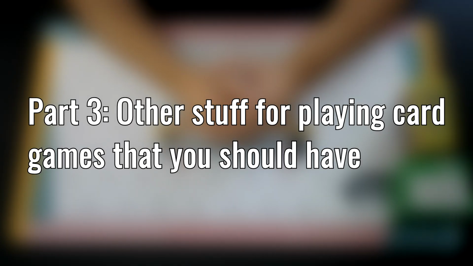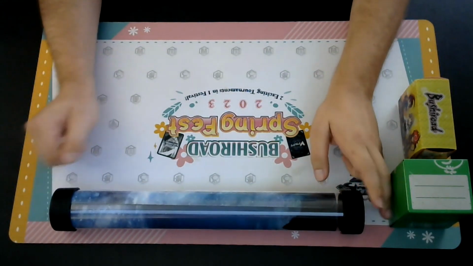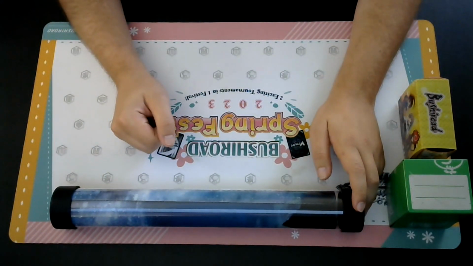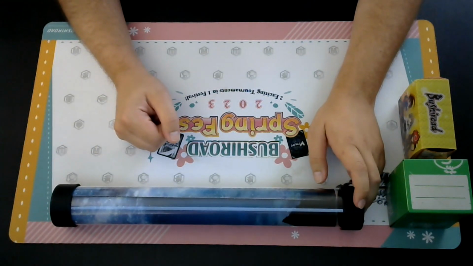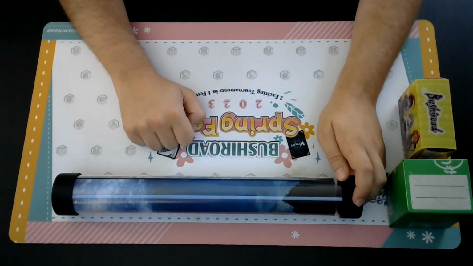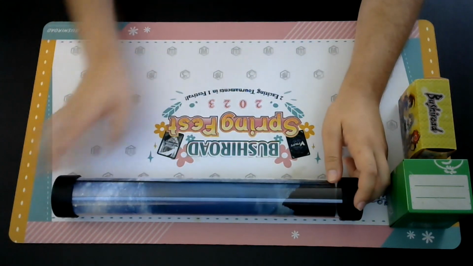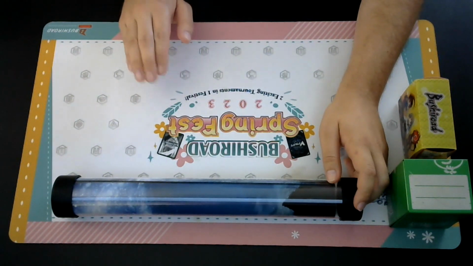Part 3, what other card game stuff should you have? One of the most important other things in your bag is going to be your mat. You should have a mat with you. You don't necessarily need one because you could play on the hard plastic mats that they put on all the tables, but I highly recommend a mat. It's a much more pleasant playing experience. Bushiroad has officially licensed mats, much like the sleeves. You should bring one if you have one.